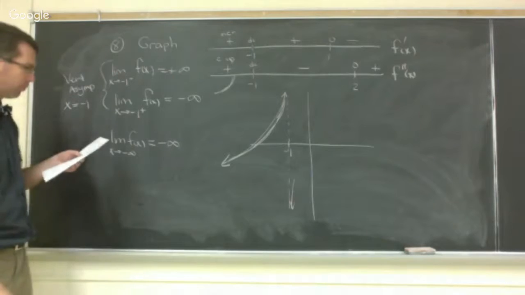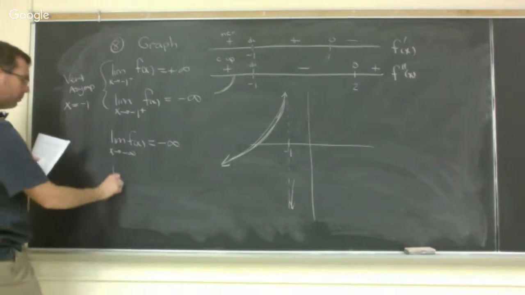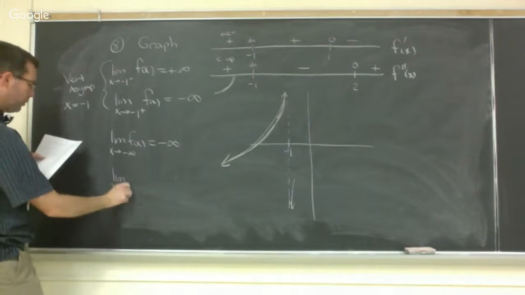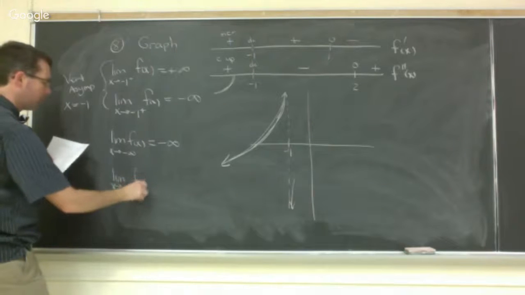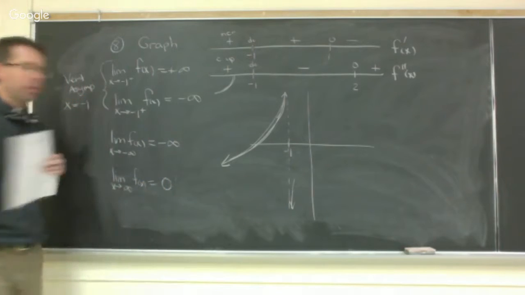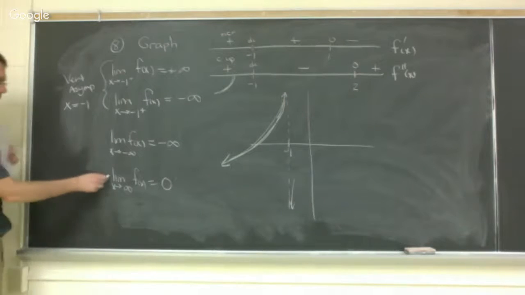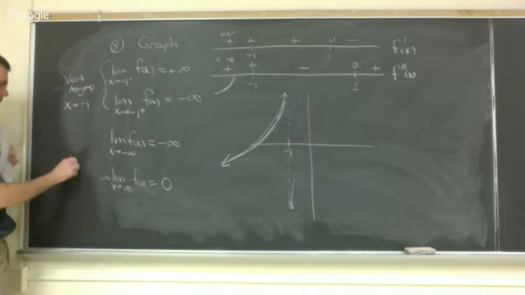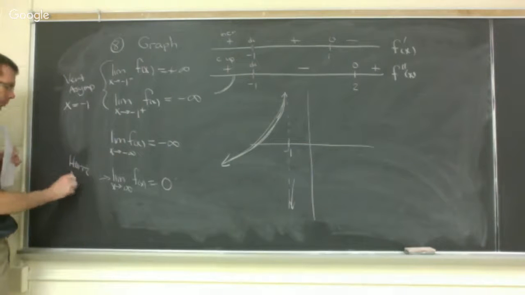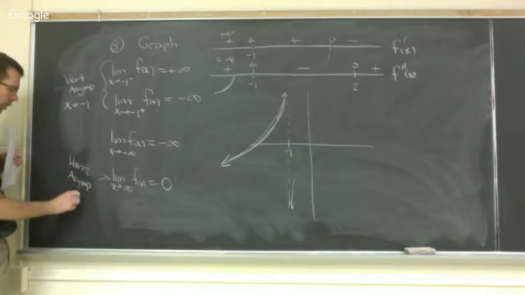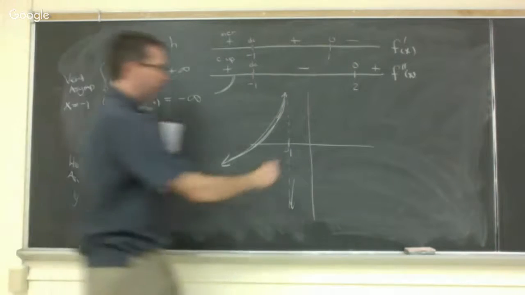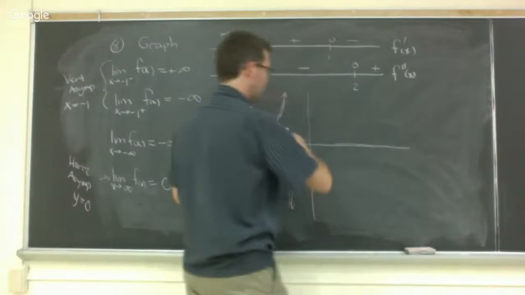Okay. Let's see, one more limit. As x goes to infinity, the limit of f of x is 0. What does that say? This is a horizontal asymptote, y equals 0. So this graph is going to eventually flatten out.